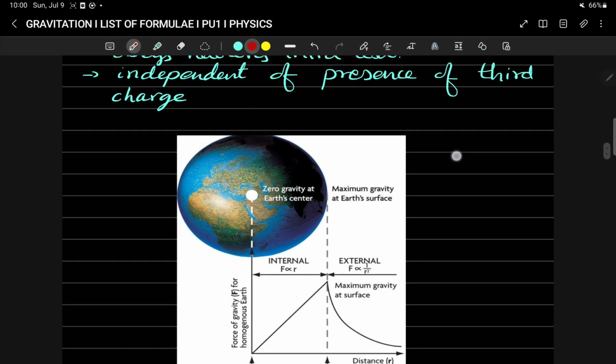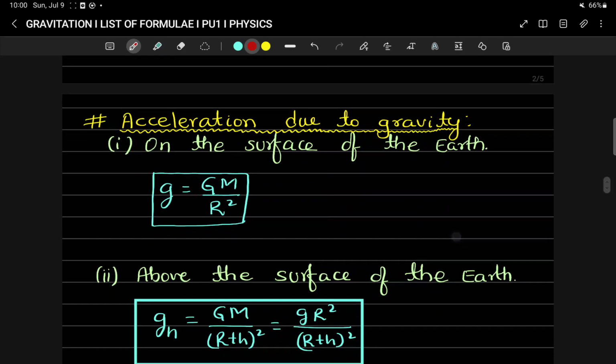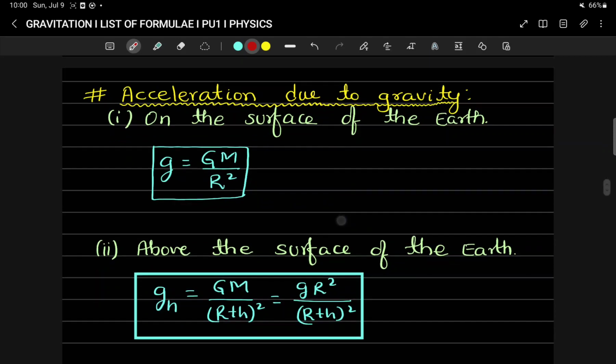Next we have acceleration due to gravity. What is acceleration due to gravity? It is the acceleration produced in an object moving under gravitational force. On the surface of the earth, acceleration due to gravity is given by GM by r square. Small g is equal to GM by r square.